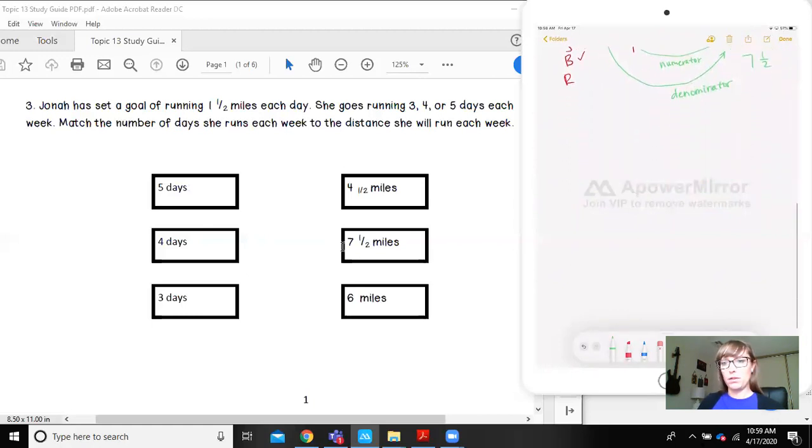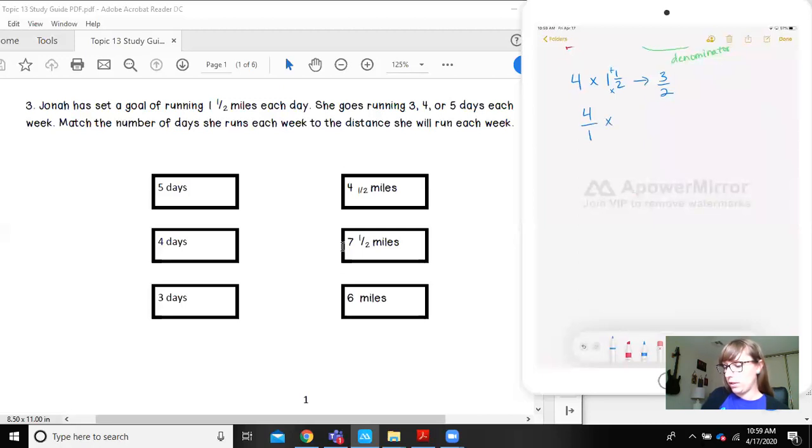So now I'm going to go through these other two a little bit quicker. So 4 days. We're going to take that 4 days and multiply it by the 1.5 that she does each day. Okay, so we have to change this into an improper fraction. 2 times 1 is 2, plus 1 more is 3. So we have 3 over 2. 4 over 1, that's how we write it as a fraction. It means the same as 4, times 3 over 2. I multiply straight across. 4 times 3 is 12. 1 times 2 is 2.